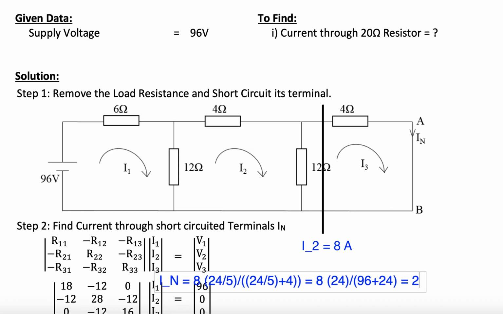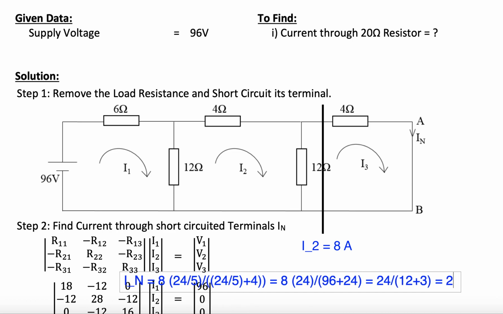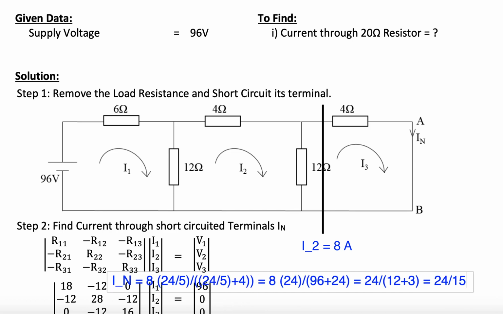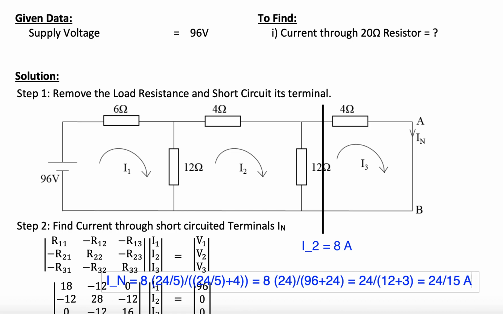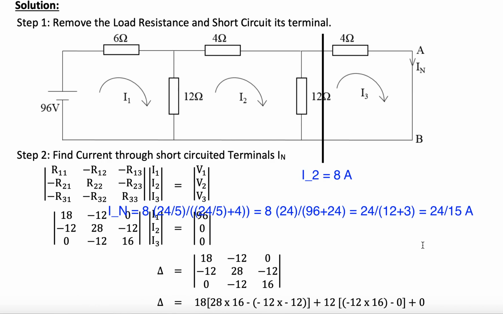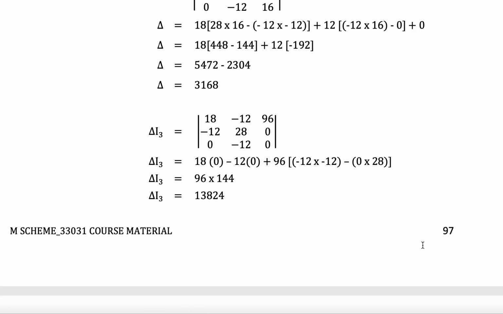So 8 3s are 24. Okay, because 96 also will go by 8, I guess. 8 1s are 8. Yes, 8 1s are 8. 8 2s are 16, plus 8 3s are 24. Okay, now I can write it as 24 by 15 ampere. 24 by 15 ampere is IN. 24 by 15 is how much?